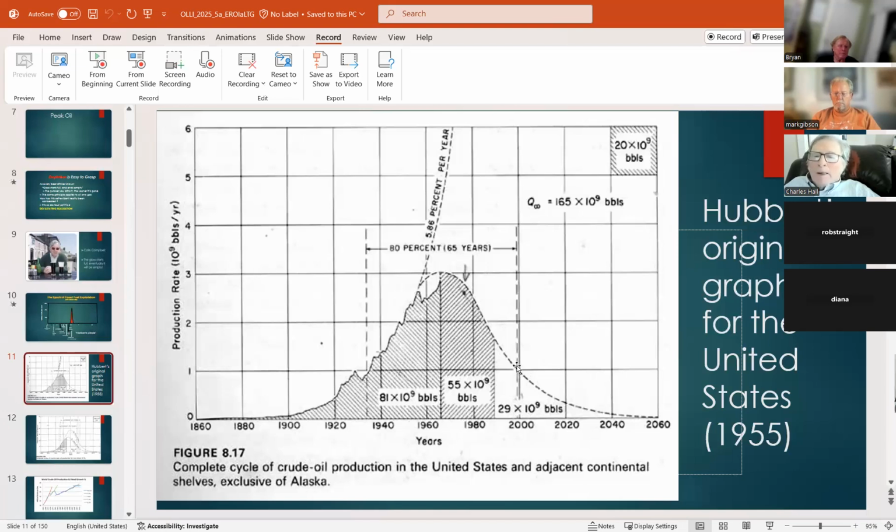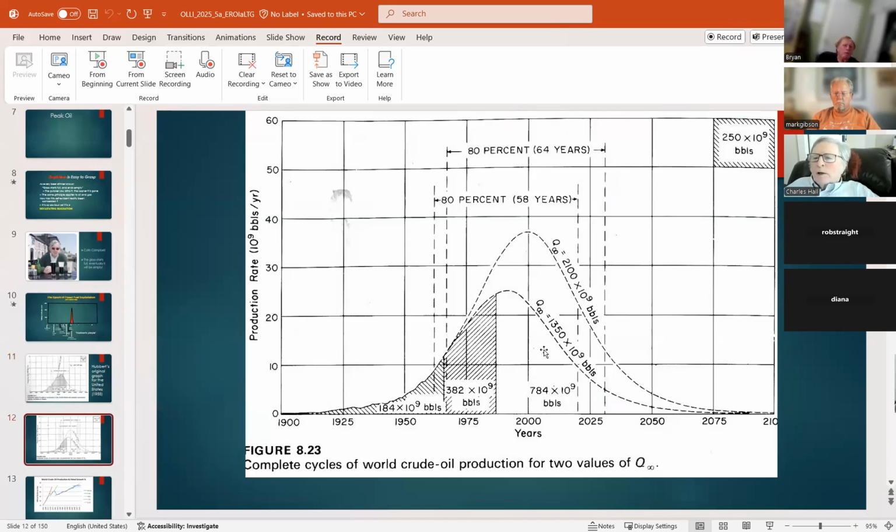And I thought, well, my goodness, this is really something important. And he also made a prediction for the oil at what's called Q infinity. That is the total amount of oil that will ever be produced at 2 different estimates of the total. And this is about what we think might be correct for conventional oil. Now, conventional is an important word here, which I will get into.